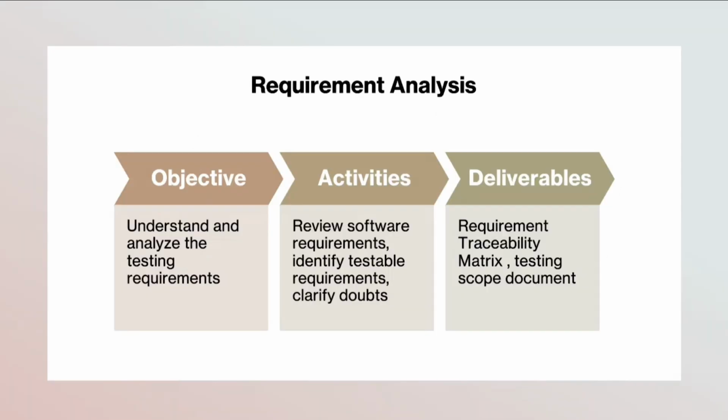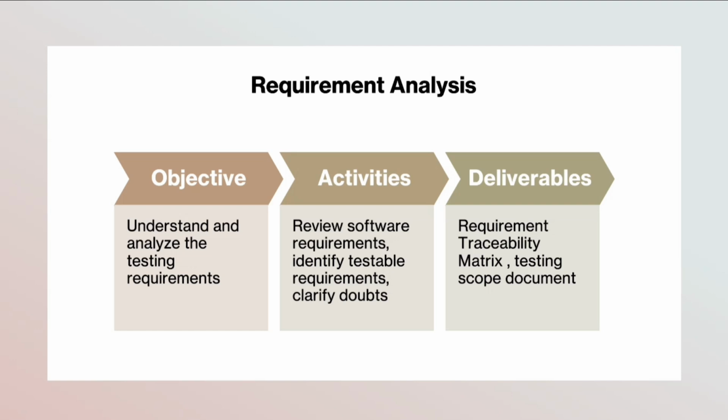Now let's talk about requirement analysis. First, we are analyzing and understanding the requirement from a customer point of view. Once we have understood the requirement, we review the software requirement, identify the testable requirements, and clear our doubts. Those activities we need to follow. Once everything is done, we have some deliverables like the requirement traceability matrix or RTM. Then we define our testing scope document, where we define what kind of things we need to test.